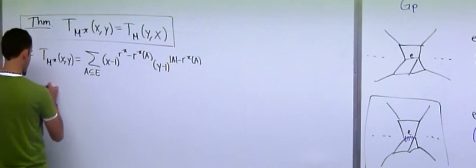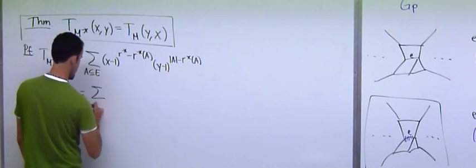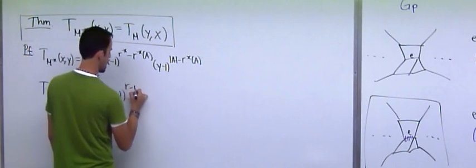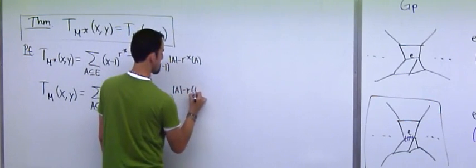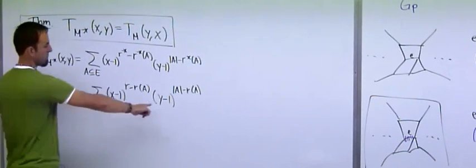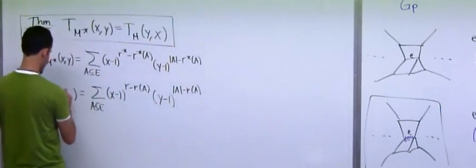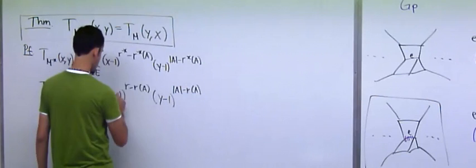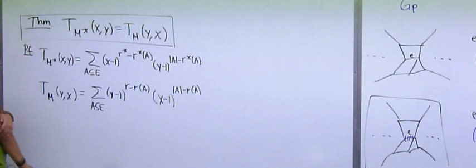Okay. Now, what is the Tutte polynomial of the matroid M? Well, it's the same thing, except instead of the dual rank function, you'd have the normal rank function. And so if I wanted y comma x, let me just flip this y and this x. So I get a y here, and I get an x here. Okay?